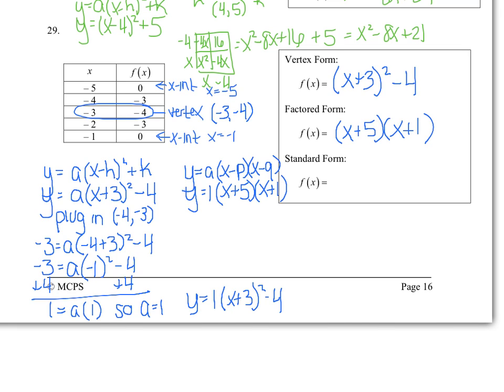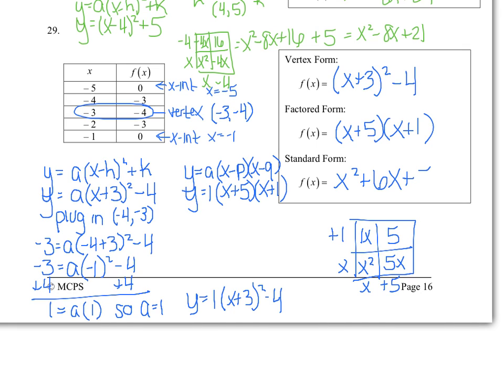Finally, we have to do our standard form. And this one we can just multiply out from our factored form. I'm going to multiply out x plus 5 times x plus 1. Well, x times x is x squared, 5 times x is 5x, x times 1 is 1x, and 5 times 1 is 5. So when I put these together, we have x squared plus 6x plus 5. And that is our standard form.